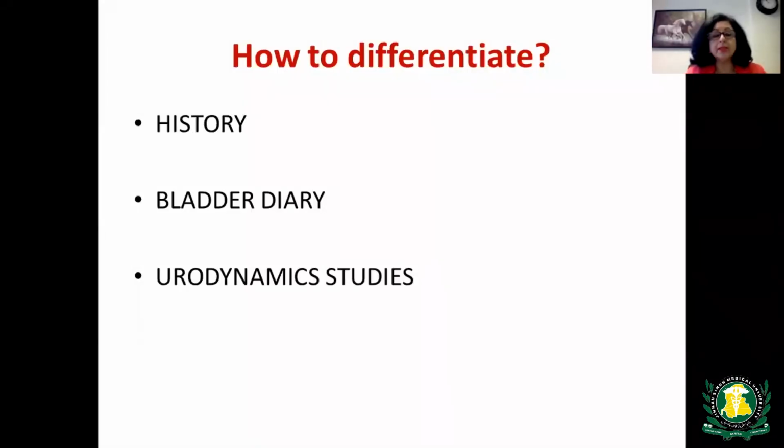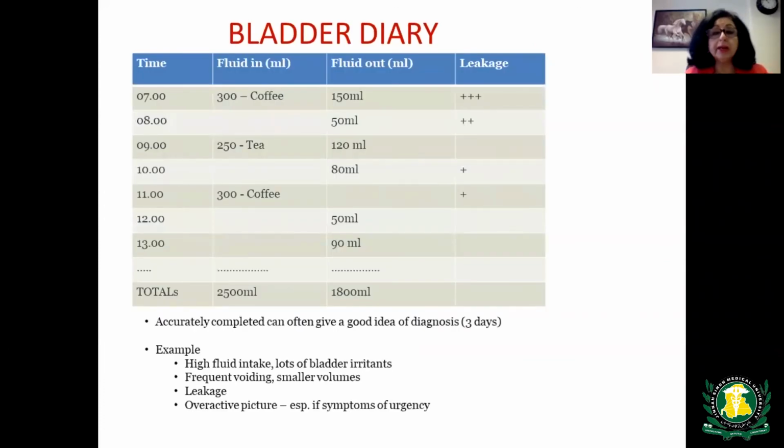As I previously mentioned, it is very important to differentiate between the two problems from the history, from the bladder diary and urodynamic study. And this is how the bladder diary should look. What you ask the woman to record is the amount of fluid they take throughout the day, and then see how many times they go out, and they're asked to measure the volume of the urine they produce, as well as the episodes of leakage during the day or night.